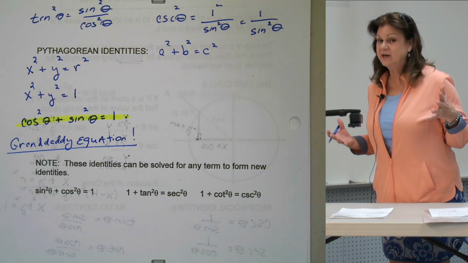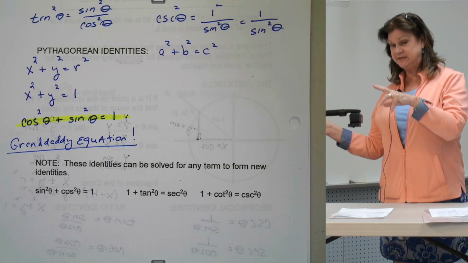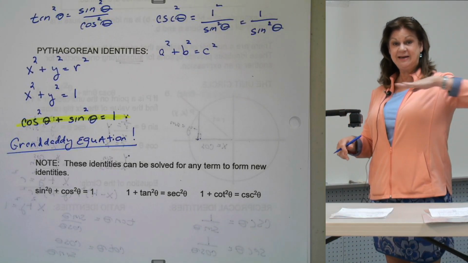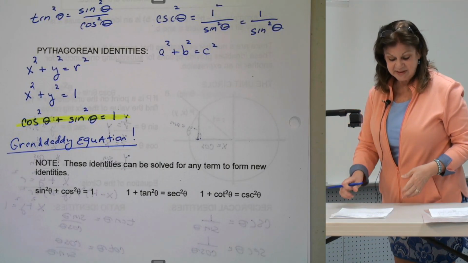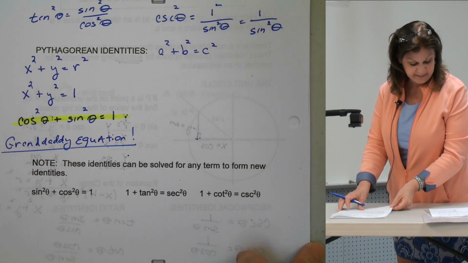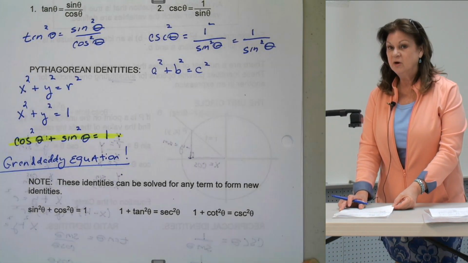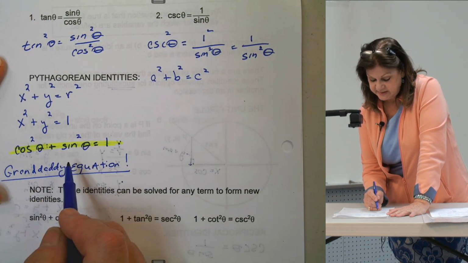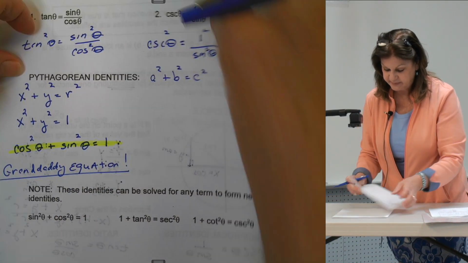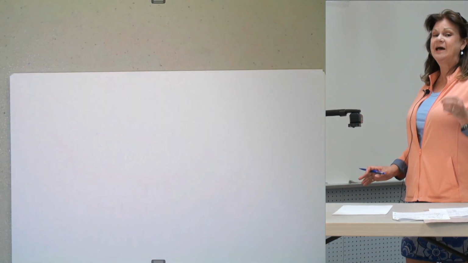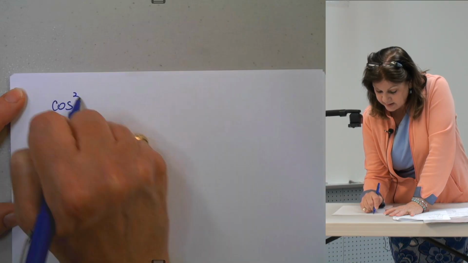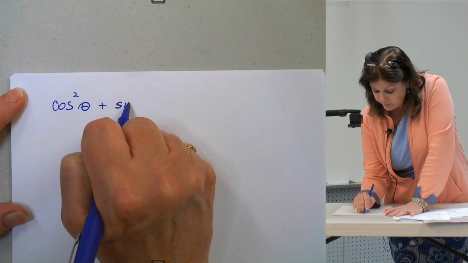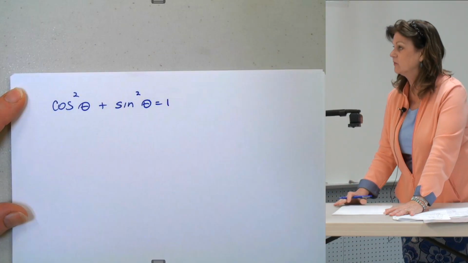This is huge. Cosine squared plus sine squared equals 1. It's simply Pythagorean's theorem, a squared plus b squared is c squared. But now that we're in trig, x is cosine, y is sine. So cosine squared plus sine squared is 1. There are some variations of this. You don't have to memorize them, but you have to memorize how to find them. And the nice thing is, it's all right here in the granddaddy equation.